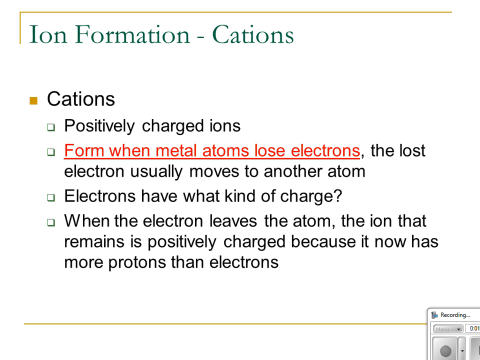With ion formation, you have cations, and cations are positively charged ions. These form when metal atoms lose electrons, and the lost electron usually moves to another atom. The question I have there: electrons have what kind of charge? Well, we know electrons have a negative charge. So when the electron leaves the atom, the ion that remains is positively charged because it now has more protons than it has electrons.